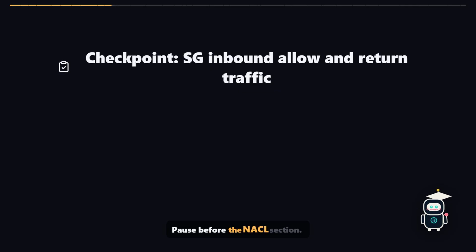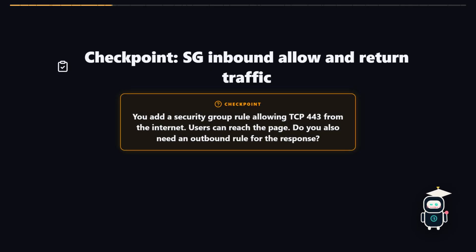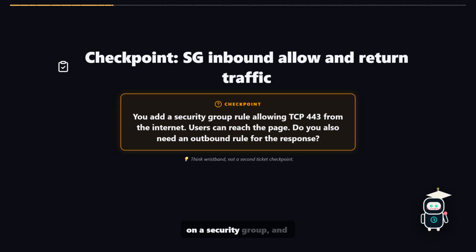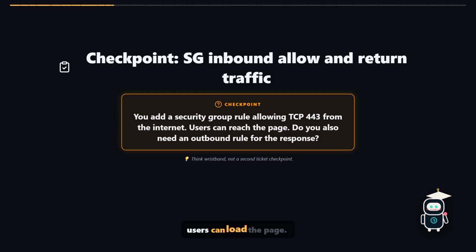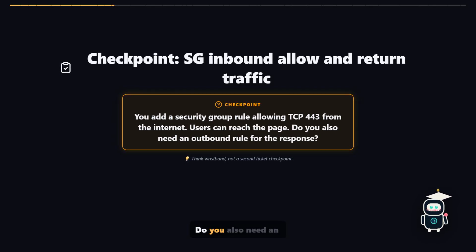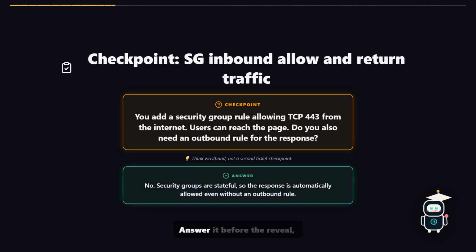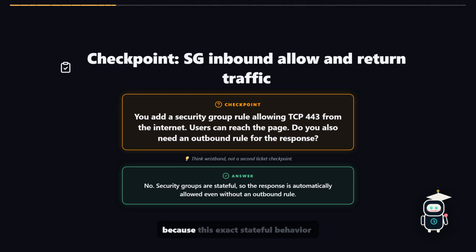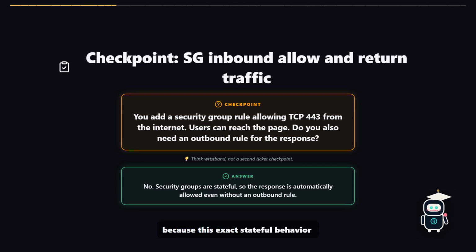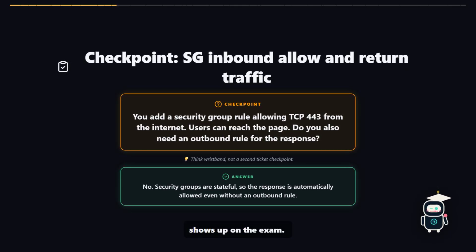Pause before the NACL section. You allowed TCP 443 inbound on a security group, and users can load the page. Do you also need an outbound rule for the response? Answer it before the reveal, because this exact stateful behavior shows up on the exam.